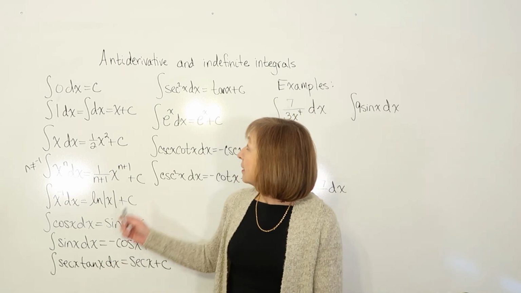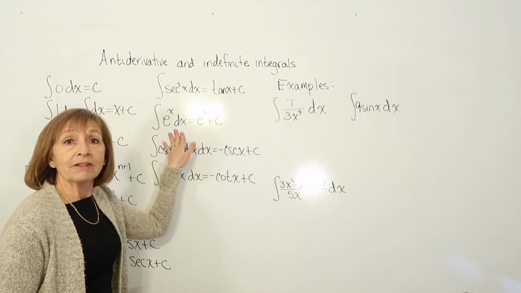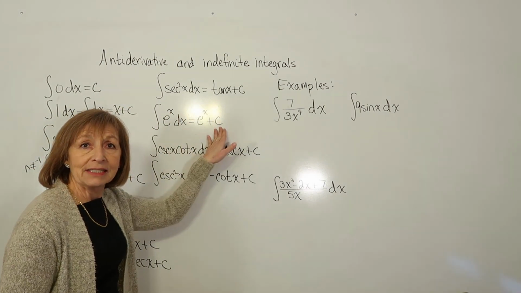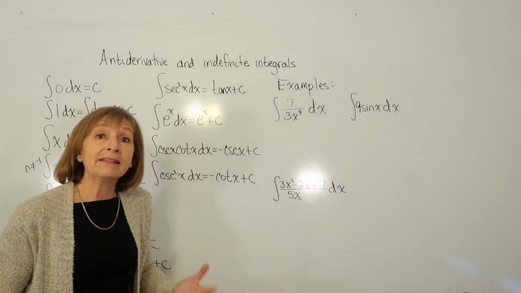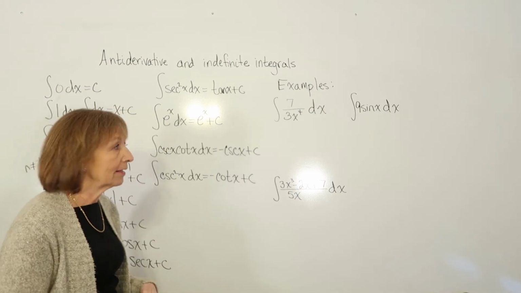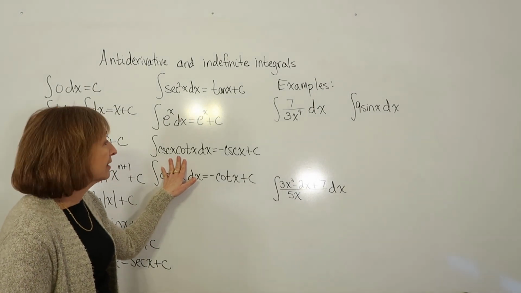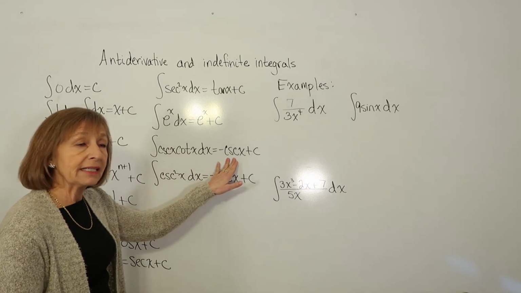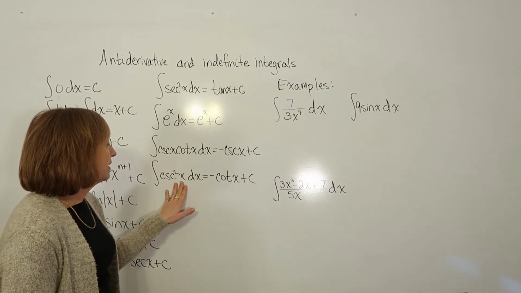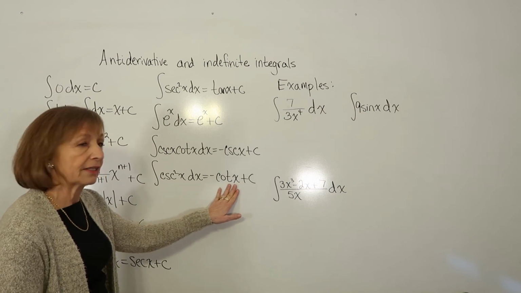And then the ones that we talked about before, and I've added a couple. So the integral of e to the x dx is just e to the x plus c. Remember, e to the x was its own derivative, so it is its own integral as well. And then the integral of cosecant x cotangent x dx is negative cosecant x plus c, and the integral of cosecant squared x dx is negative cotangent x plus c.